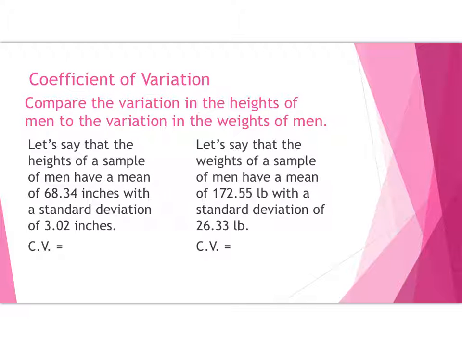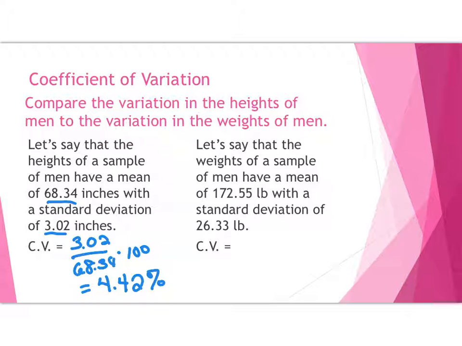I use coefficient of variation when I want to compare like apples and oranges, two things that aren't the same. The formula was standard deviation divided by mean. So if I start on the left, standard deviation is 3.02 and the mean was 68.34. So 3.02 divided by 68.34 times 100 means this answer in percent notation is not 4.42 but 4.42%. If you don't have the percent sign, it's wrong.